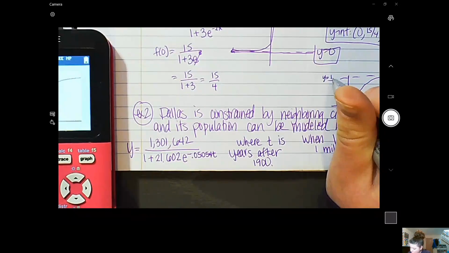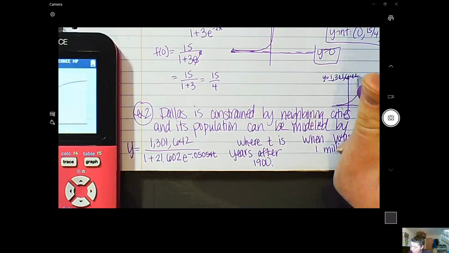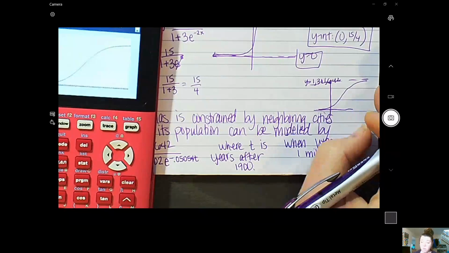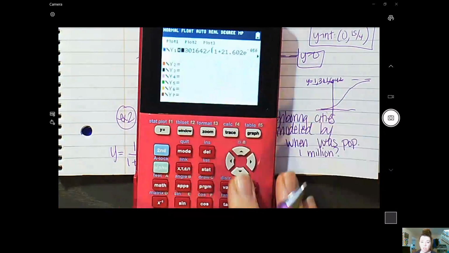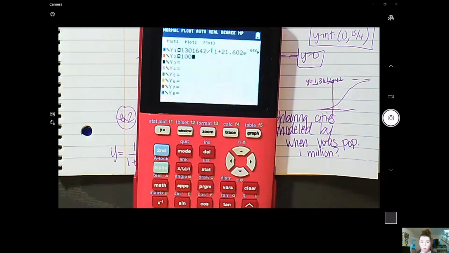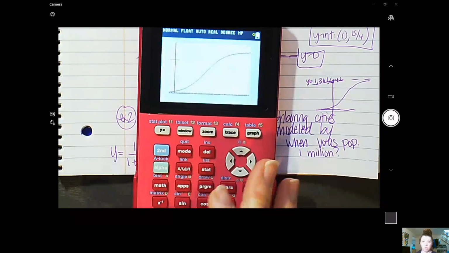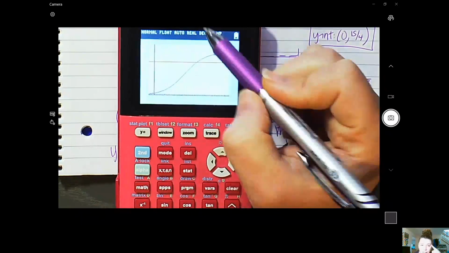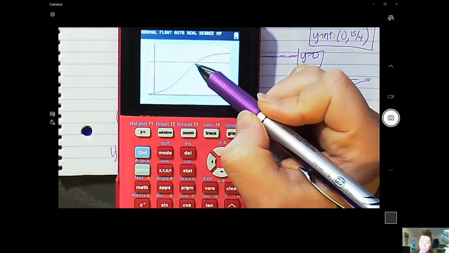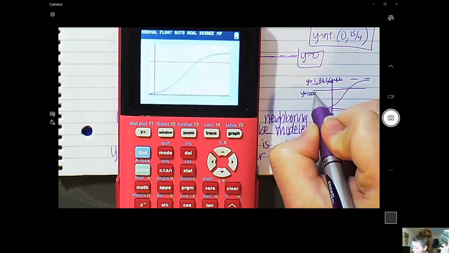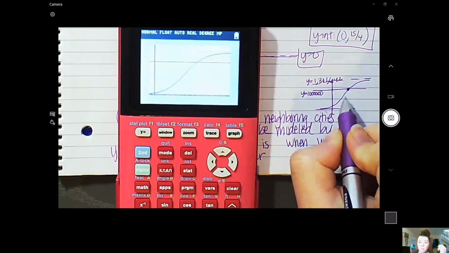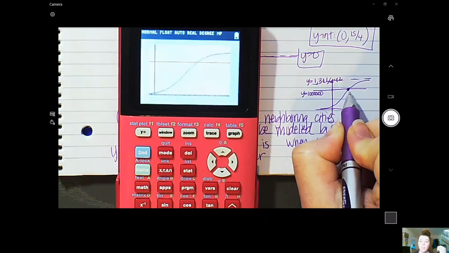Y equals 1,301,642. But I want to know when it's exactly a million. So on my y equals, I already have the equation, and now I'm going to type in just straight up 1 million. That's going to graph a flat line at 1 million. I want to know right there where they touch. So this is the line y equals 1 million. I'm going to make my calculator tell me when that is.